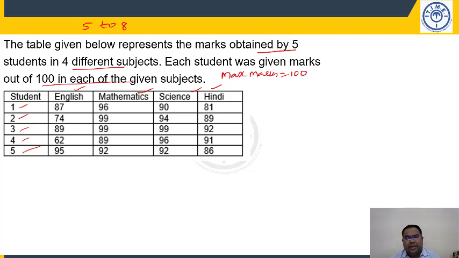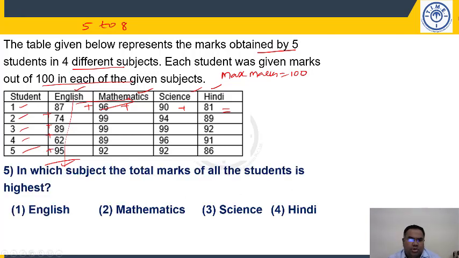Okay. Now if I want the total of student number 1, it is all 4 subjects, I have to add this. If I want the total of all 5 students in a particular subject, say English, then you have to add column wise. Subject wise total is column wise, student wise total is row wise. Right, students? Let us take up the first question, question number 5. Try this.